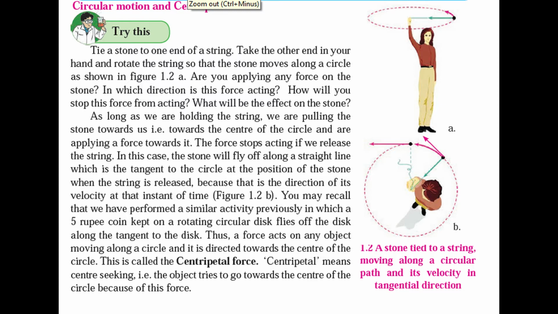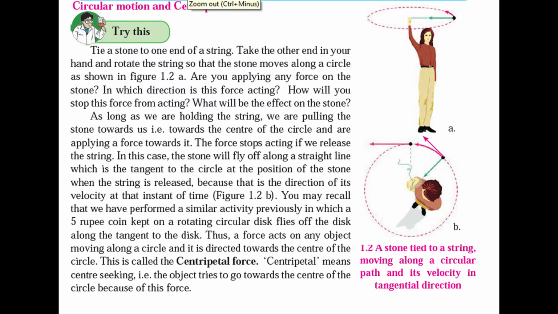If you look at this diagram here, figure 1.2, a person has a stone tied to a string and she is moving it along a circular path. You can try it yourself. Tie a stone to one end and take the other end in your hand and rotate the string so that the stone moves along the circle as shown in the figure. But be very careful. If the stone escapes from your string, you can harm someone. So make sure there's no one around you.